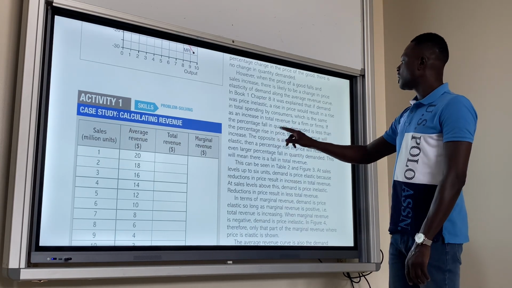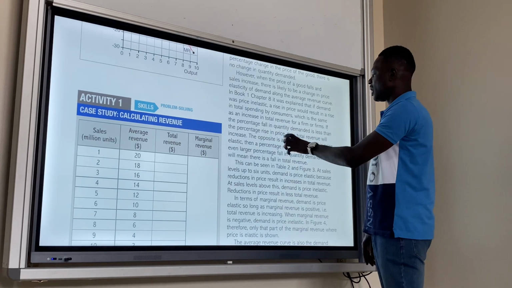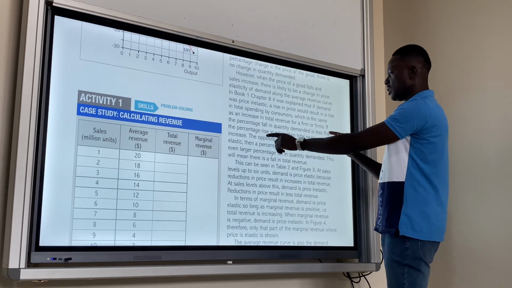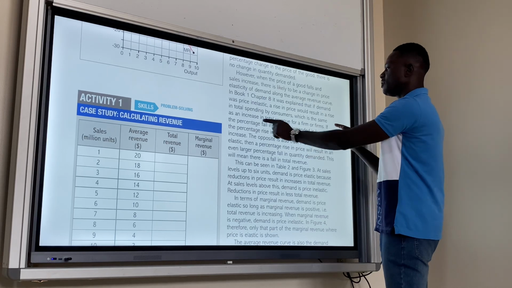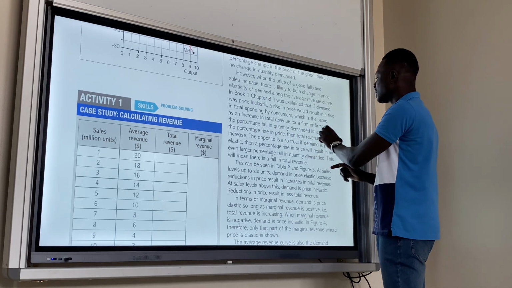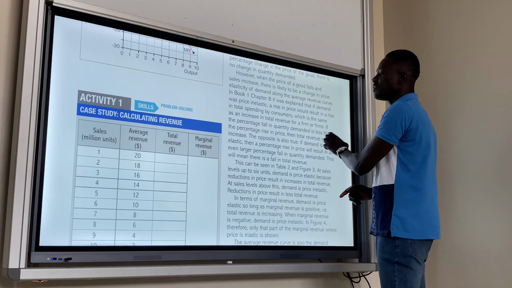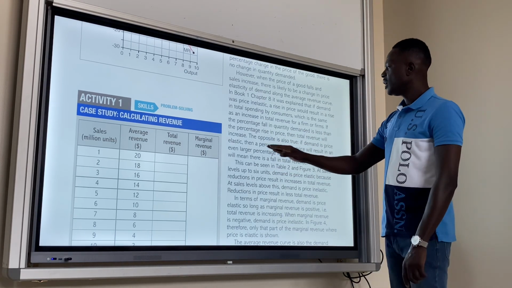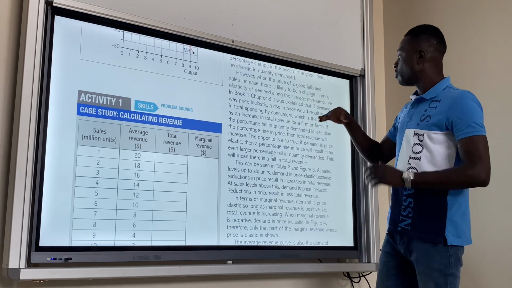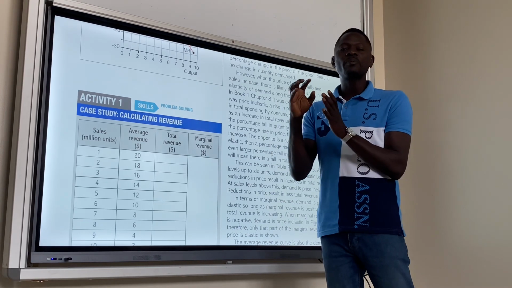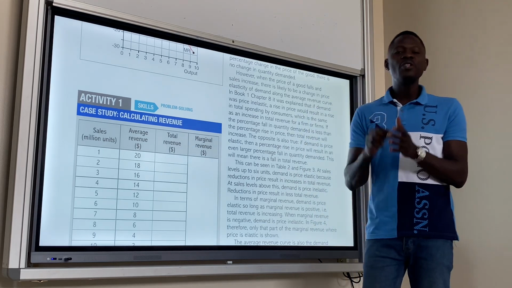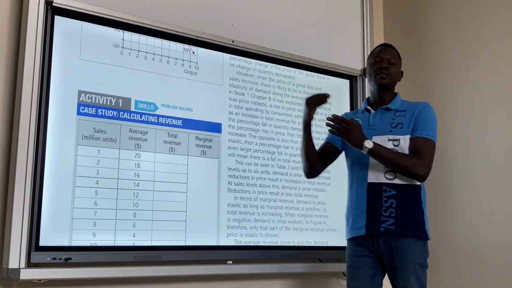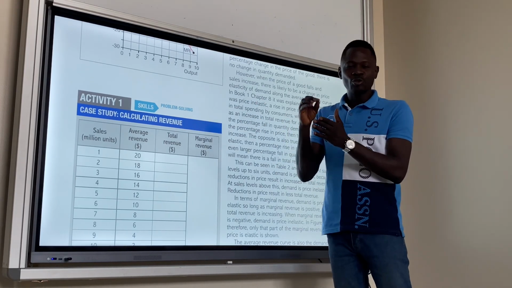So if the percentage fall in quantity demanded is less than the percentage rise in price, then total revenue will increase. So what you are saying is this: if the percentage rise in price is more than the percentage change in quantity demanded, the total revenue will still increase, because it simply means that price has increased more than the quantity demanded has fallen, and as a result of that, the total revenue will increase.